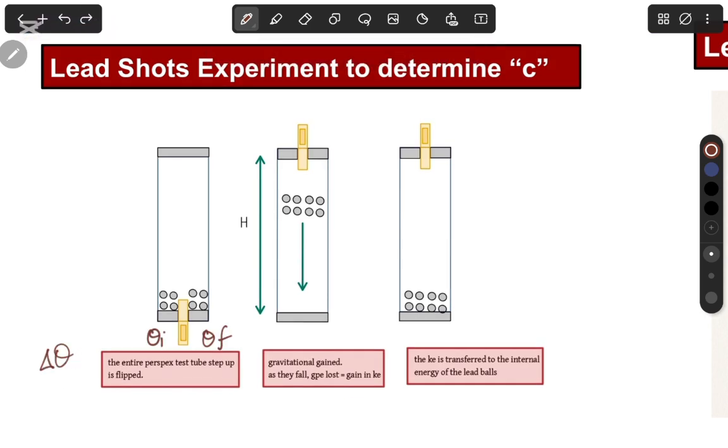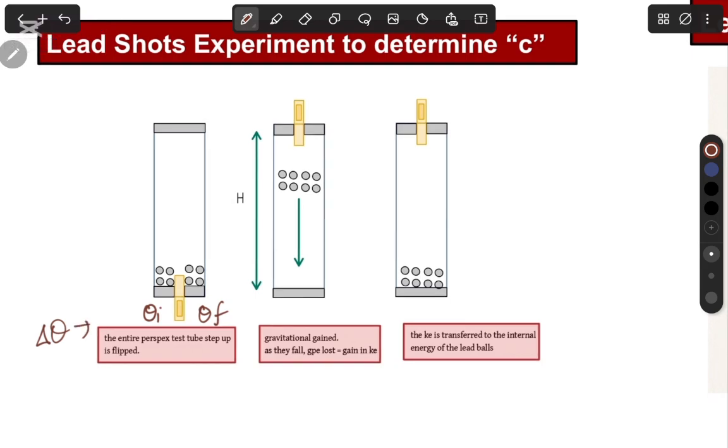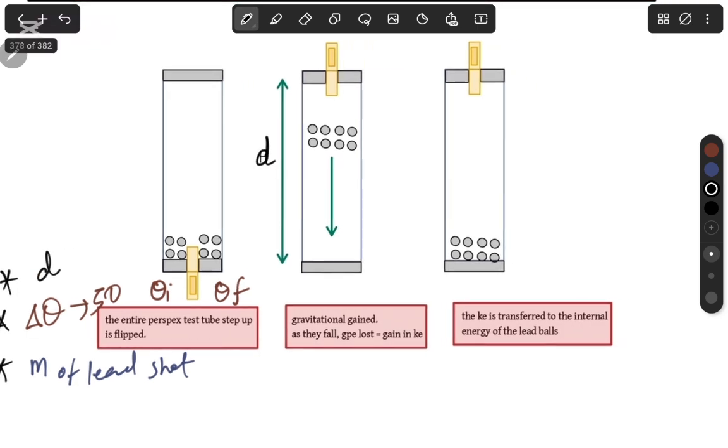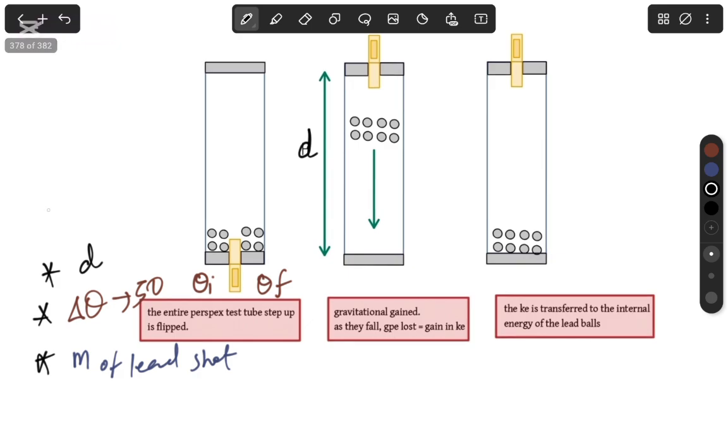Right, so you're going to get the change in temperature, and let's say you have flipped this thing around 50 times, right? And then you're going to find the mass of the lead shot. Now I'll show you why the mass isn't really that important, but let's just assume right now that we need all of these things, okay? And then we have this distance d. I've written it as h, but let's say distance d, okay? I hope that makes sense. So all of these things we're going to be using, and then we also need to find the value of c, right? That's what we're trying to find.